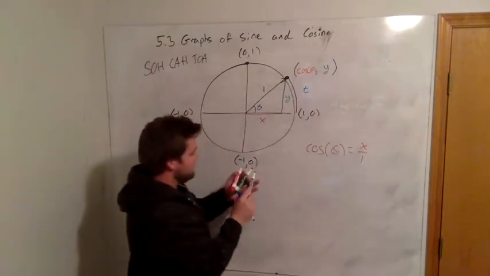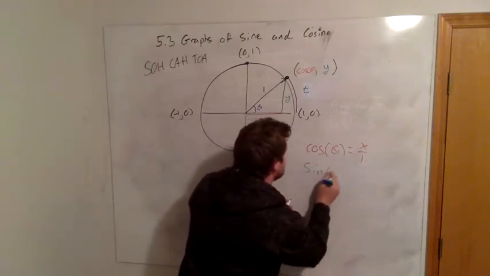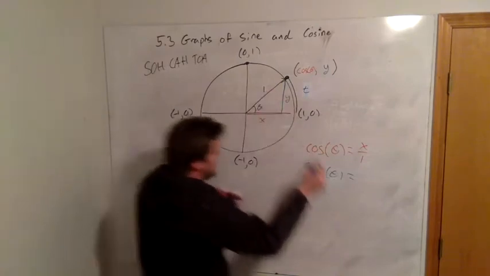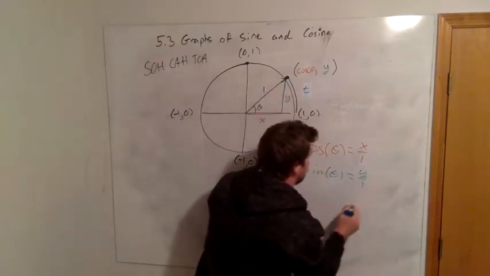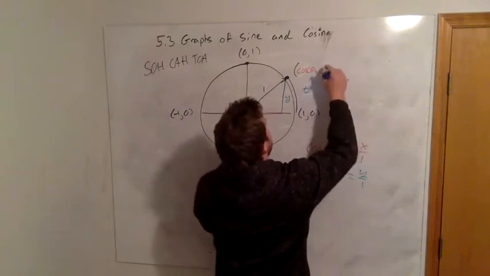And similarly, sine of theta, some old hippie, is opposite over hypotenuse. That's y over 1, or it's y. So sine is the y coordinate.